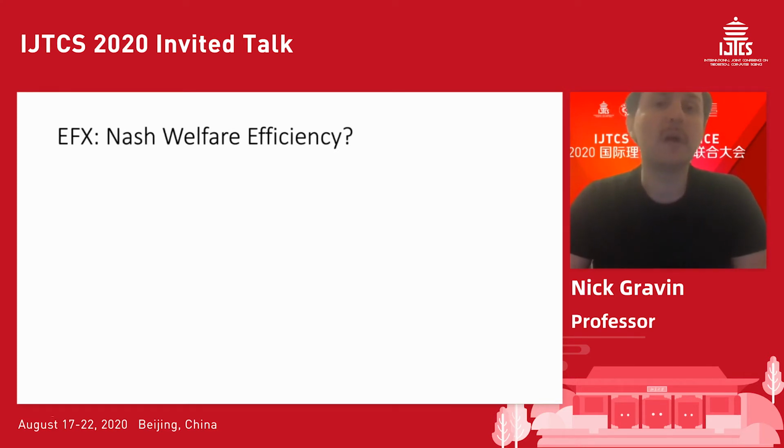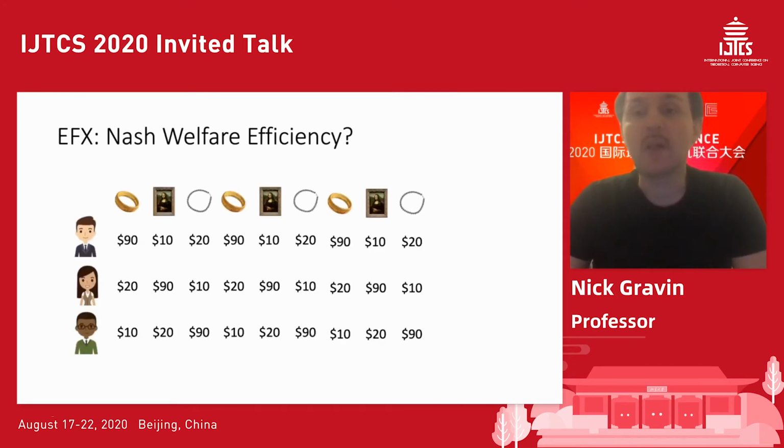Okay, so well, what kind of efficiency, Nash welfare efficiency, can EFX allocation and envy-free allocation up to any item have? So unfortunately, some of the fair allocations can be quite poor.